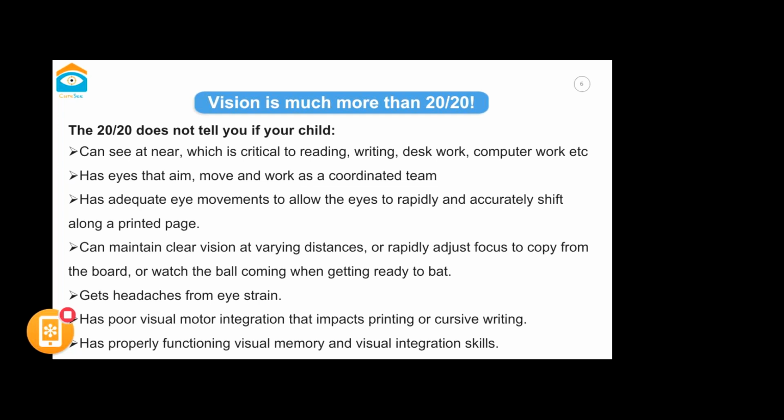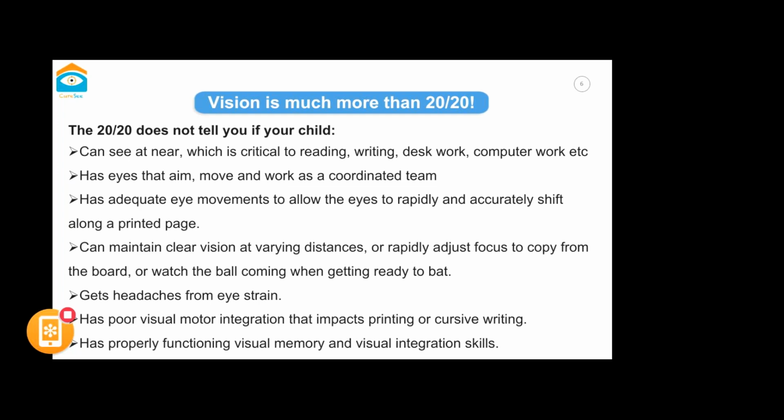Can the child maintain clear vision at varying distances, or rapidly adjust focus to copy from the board or watch the ball coming when getting ready to bat? Suppose a child is playing cricket. If the ball is coming, the batsman needs to judge when the ball will arrive and how he is going to hit it. So he has to shift the focus from distance to intermediate to near. It has to be quick and painless also. If the child has any issue with accommodation or the versions, he would have headaches associated with that, and an issue focusing on the ball coming from distance to near.